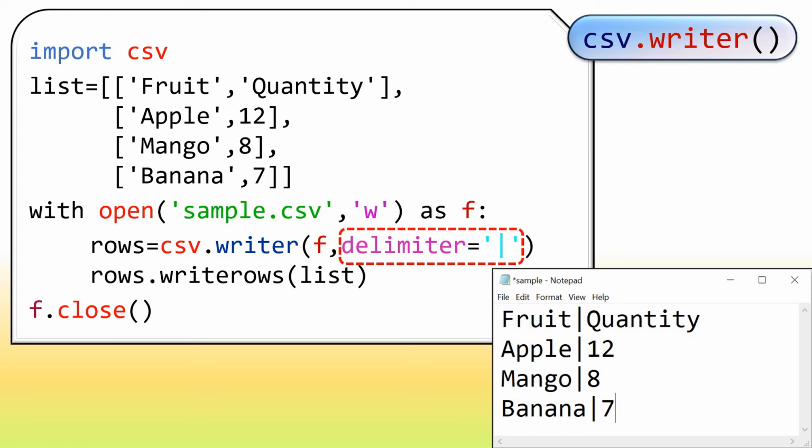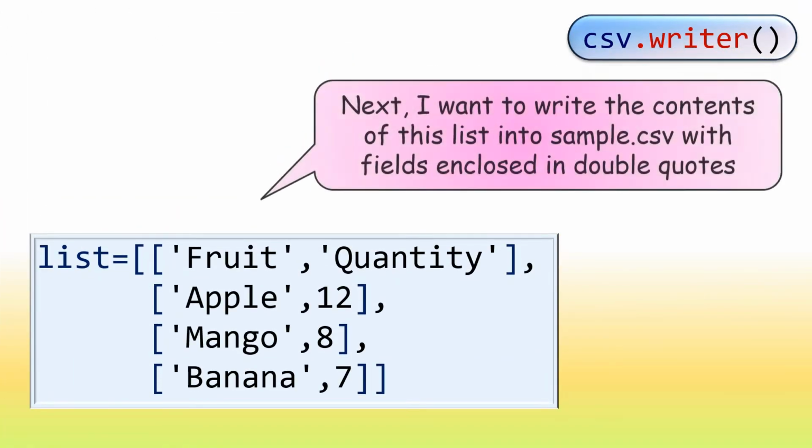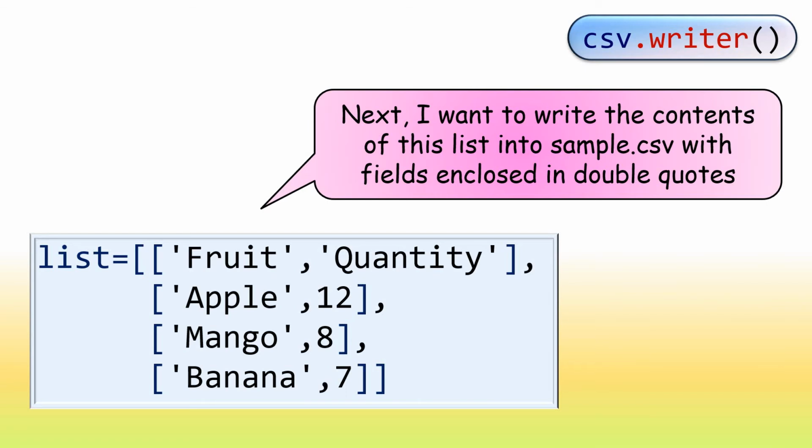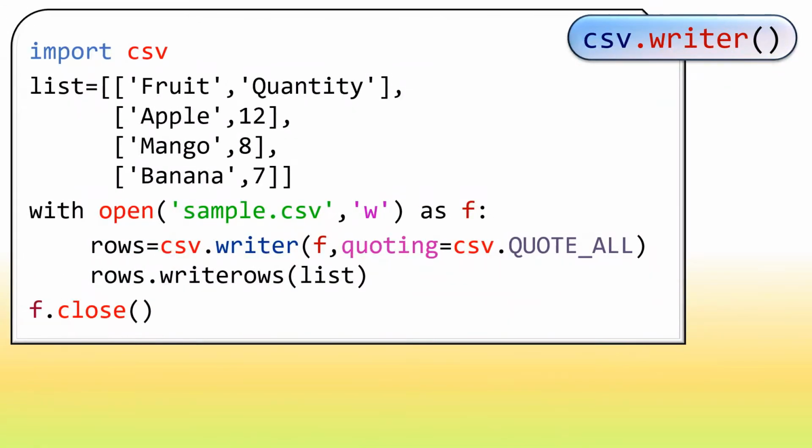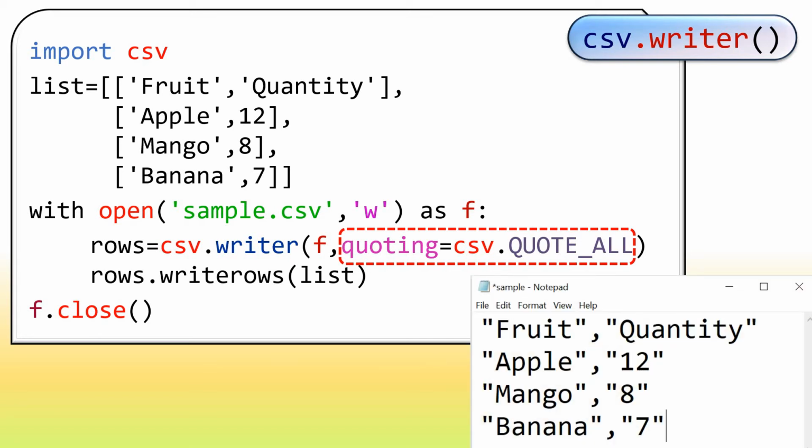Suppose I want to write the contents of this list into sample.csv with fields enclosed in double quotes. Then in the csv.writer function, you give this parameter called quoting. Quoting is equal to csv.QUOTE_ALL. QUOTE_ALL is in uppercase. Now, in the sample.csv Notepad file, each field will be enclosed within double quotes.